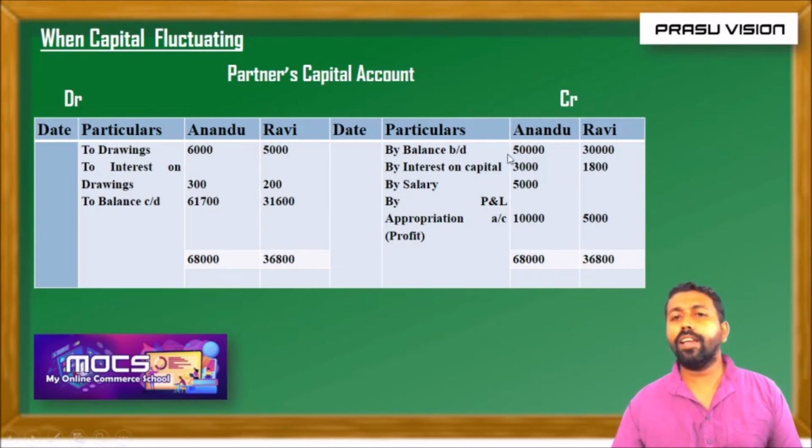So by balance brought down, Anandu 50,000, Ravi 30,000. By interest on capital 3,000, 1,800. By salary 5,000. Then by profit and loss appropriation account. Don't get confused. It is very clearly given that after adjusting all the items of interest on capital, interest on drawings, the remaining amount is 15,000. So we have to just share the amount in the capital account after adjusting.